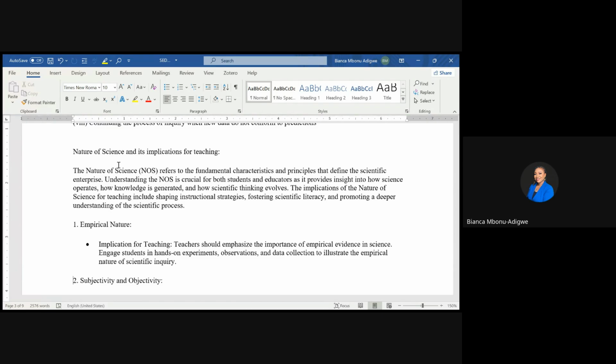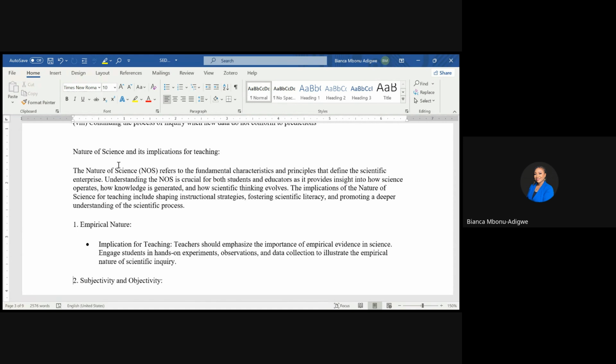If you know the nature of somebody, you will know how to follow the person. If you know the nature of science, you will know how to follow science. You will know what science is all about, how it happens. It is not juju. It doesn't just wake up and become science. There are processes. There are things that you will see and you say, that thing is science. So, number one, empirical nature. Science is empirical. Empirical means that we need evidence.